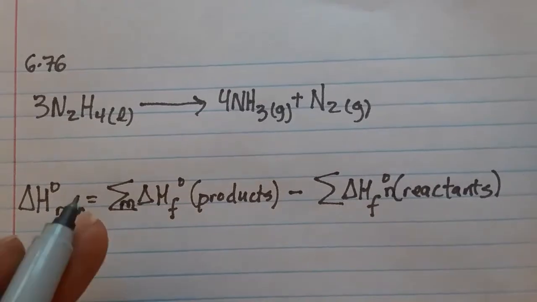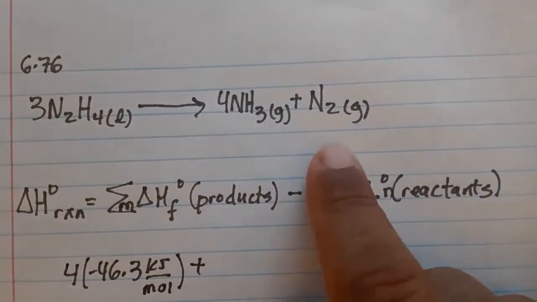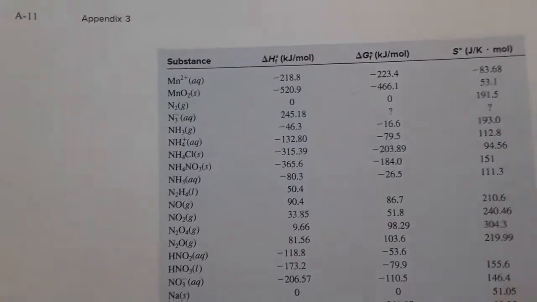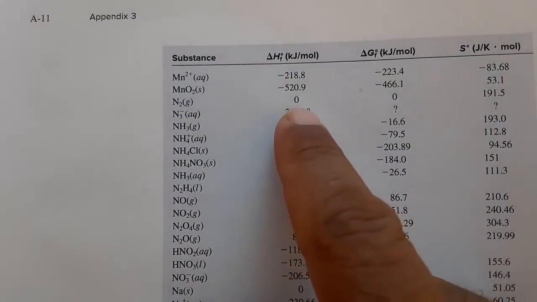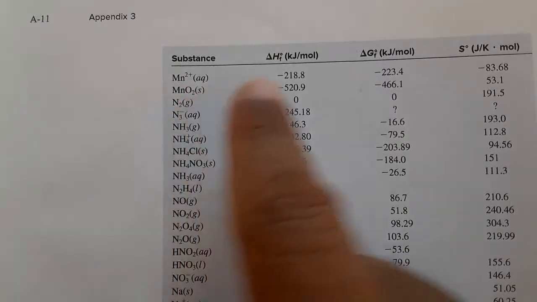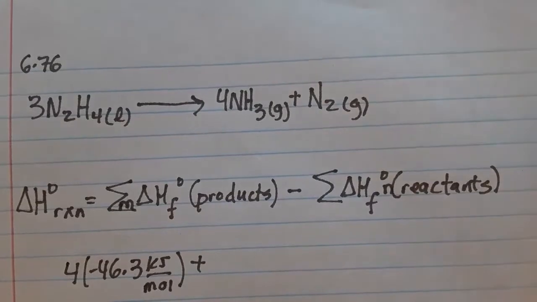minus 46.3 kilojoules per mole plus the standard enthalpy of formation for nitrogen gas. That's going to be 0. I know that because it's the baseline element. It's free, alone, standing, and in natural abundance is a gas. It's 0, and I have 1 mole of it, so it's plus 0 kilojoules per mole.